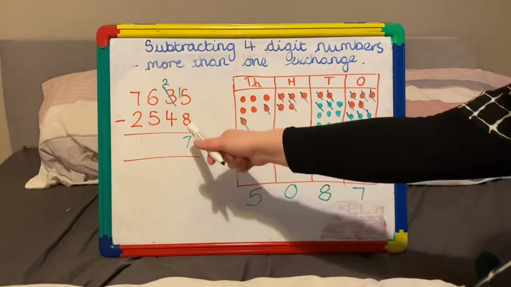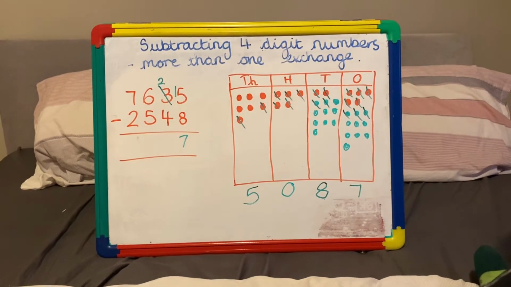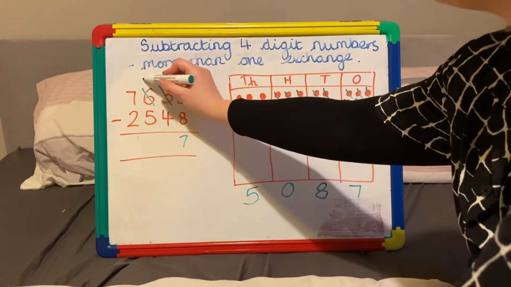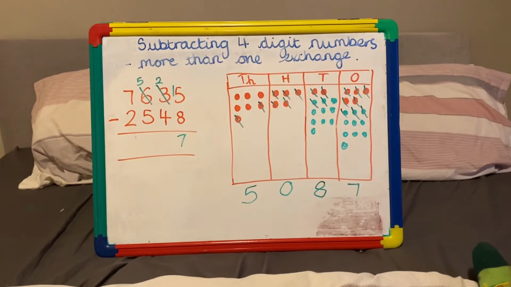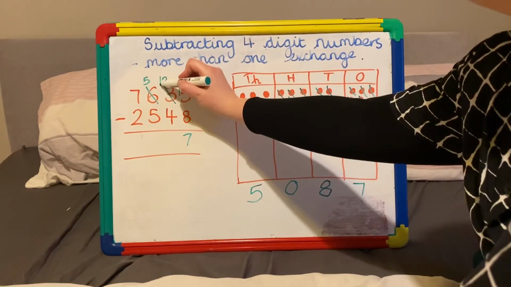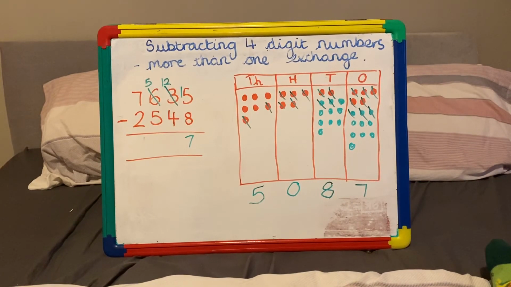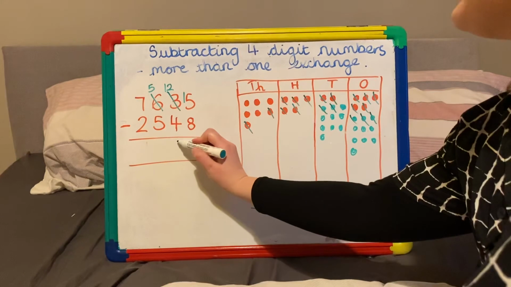2 take away 4, I can't do that. So again, I'm going to have to do an exchange. So we are taking from the hundreds column, which means my 600s turns into 500s. And I'm going to move my 100 over into the tens column. So now I have 12 take away 4. 12 take away 4, that's going to be 8.